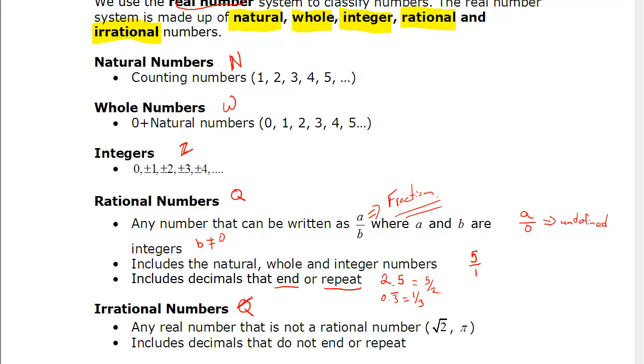And that's Q with a line through it. Typically these numbers have roots. There's special symbols like pi or e. Any root that is not exact, root 3, root 5, these are all irrational numbers. The main thing is decimals that do not end or repeat.